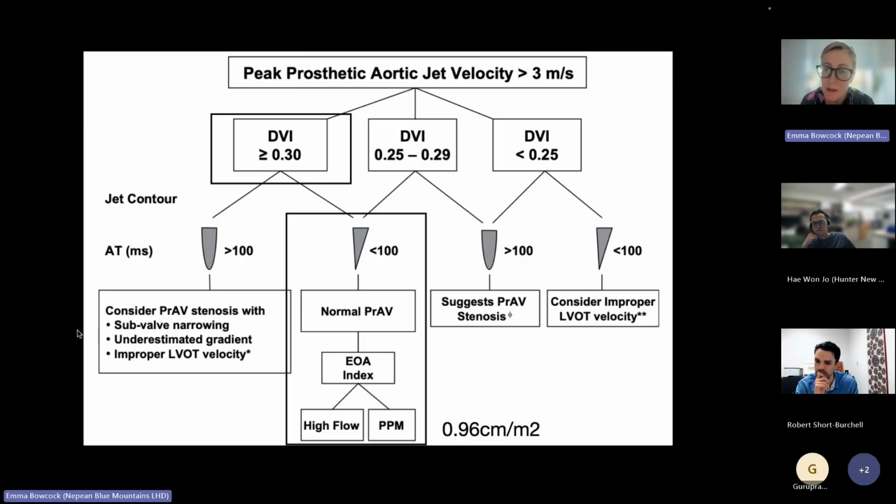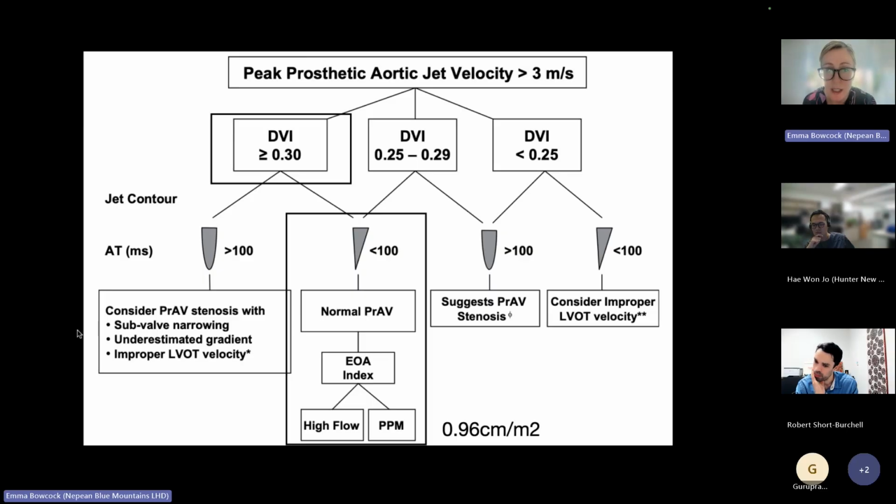And the accel time, I think, is very, very helpful in this circumstance, and what the contour of the jet is. His is just borderline, isn't it? So I think you might have said a short accel time here. One is suggestive of severe stenosis. It's not, it's a long accel time, right? So the more parabolic and rounded it is, the more likely it is to be stenotic. So if you've got someone with a high velocity, DVI less than 0.25 with a really rounded parabolic jet, that's severe stenosis until proven otherwise, right?